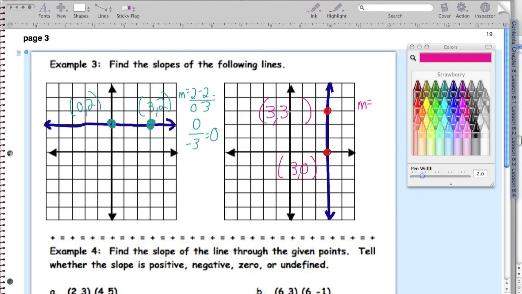I'm going to subtract y values first, 3 minus 0. In the denominator, I subtract the x's, 3 minus 3. 3 minus 0 is 3. See, 3 minus 3 is 0. We know that from Mean Girls, our little analogy, you can't divide by 0. It's undefined. So here's another way that we find out that we have an undefined slope had we forgotten.